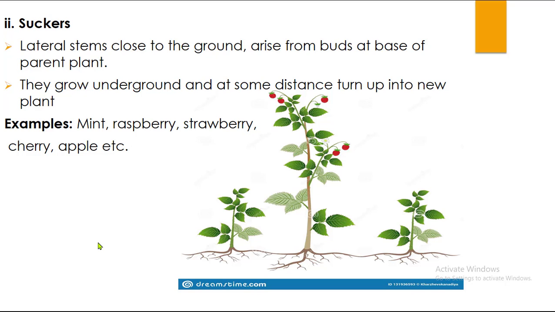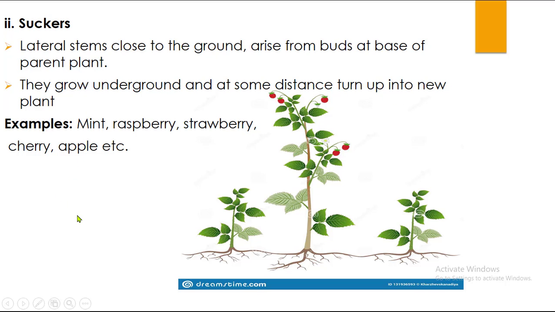Second type of vegetative reproduction is suckers. Suckers are lateral stems close to the ground, arise from the bud at the base of the parent plant. Here in this picture you can see there is a berry plant. It has a stem. It has roots, and the lateral stems arise from the root, and these stems are underground stems. They grow close to the ground, and at some distance they come up above the ground and they give rise to a new plant. So this is again vegetative reproduction.